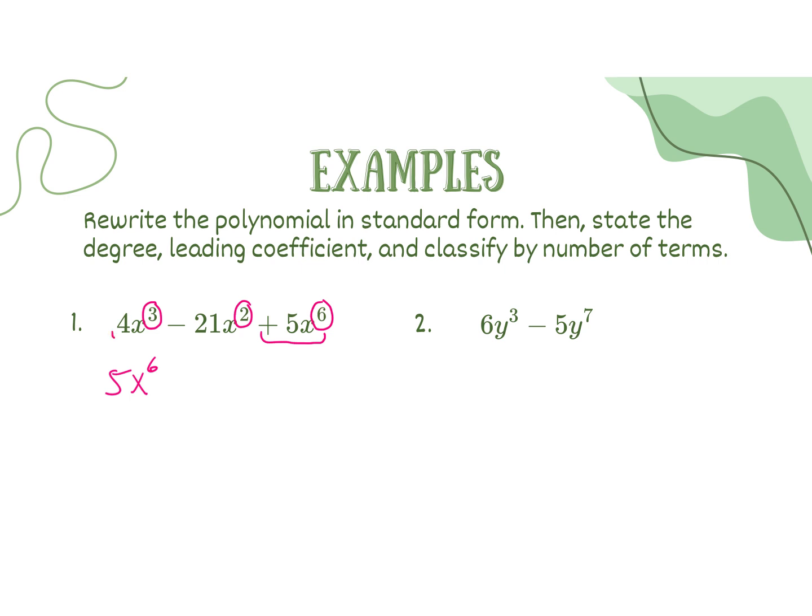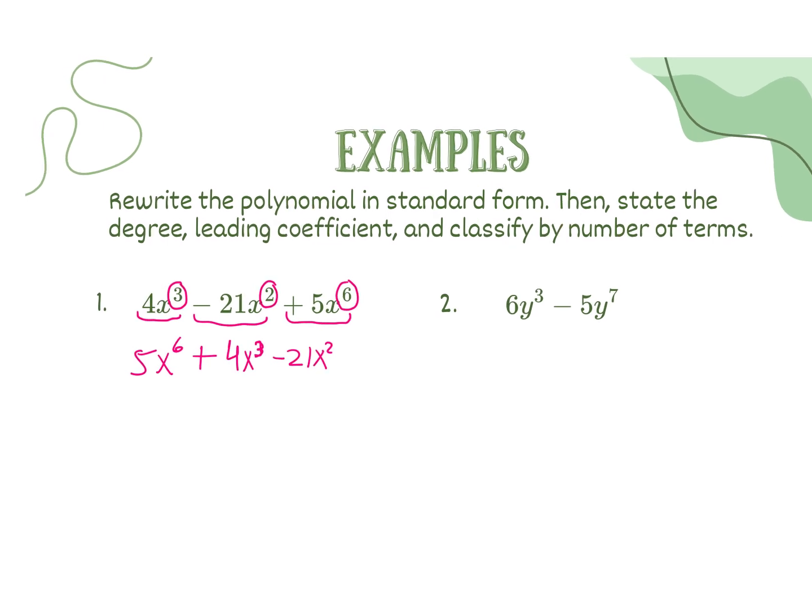All right, and then our next one is a positive 4x to the third. If it's positive and it's the second term, I'm going to write a plus, so 4x to the third. And then I have a negative 21x squared, all right, as the smallest exponent. So that's in standard form.